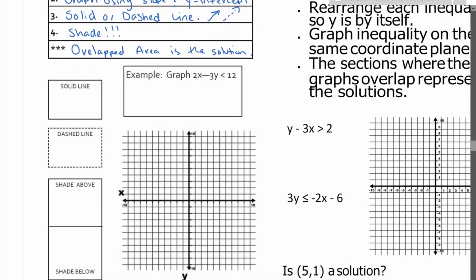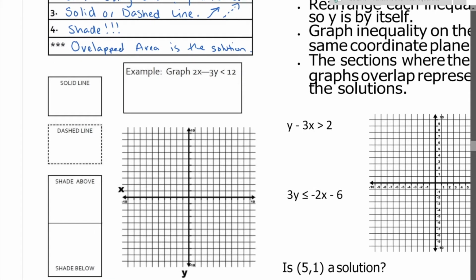All right. So how do I determine if it's a solid or a dashed? Solid lines are inequality signs that have the equal to sign underneath it. So if it has an equal to sign underneath it, it is a solid line. It's a dashed line if it's the opposite, if it's written like this, with no underline under it.